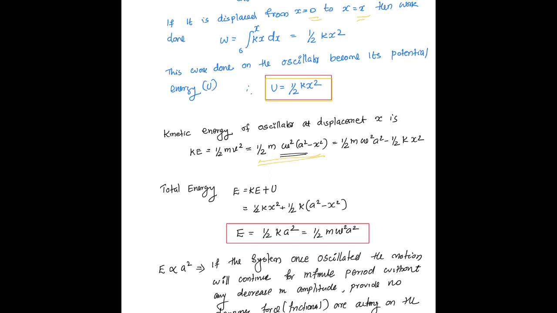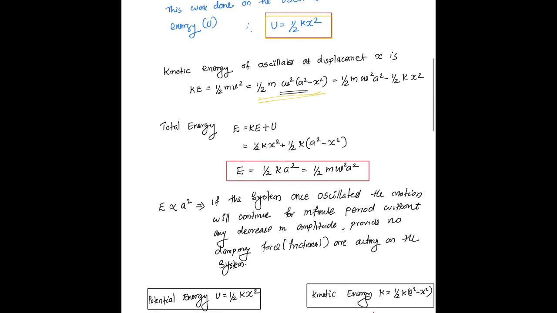The maximum amplitude is always a constant, so half k a square is a constant value. It means the total energy is always constant. Here E is proportional to a square. So the motion will continue for an infinite period without decreasing the amplitude, in the case where no damping or frictional forces are acting on the system. The important result is that the energy is always proportional to a square.